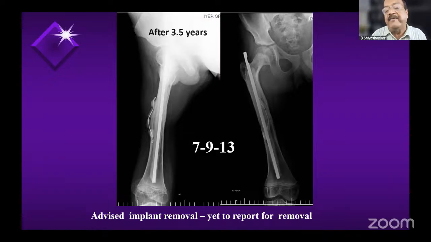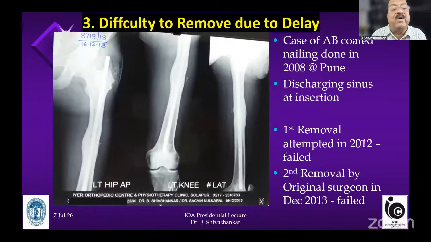This is the problem I face with my patients. They don't come for implant removal. They don't come for exchange nailing in time. They refuse to get two surgeries done. That is the reason why I designed this interlocking nail.